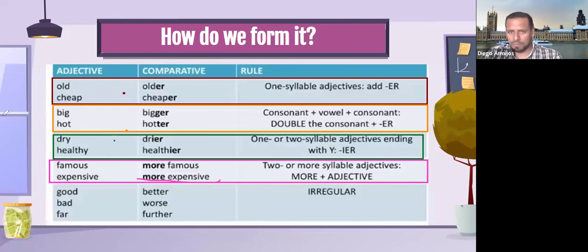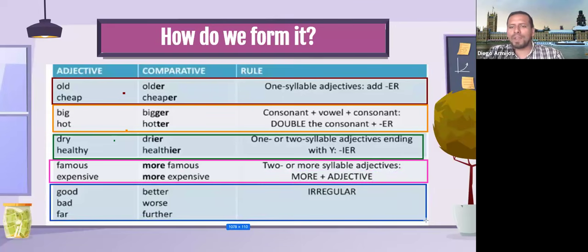Expensive, more expensive, okay? And what does the rule say about it? Two or more syllable adjective, we're gonna use this structure, more plus adjective. More expensive, more famous, more elegant, more beautiful, more outstanding, whatever, okay?